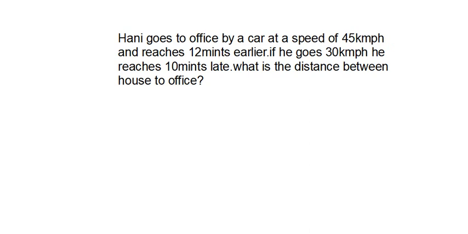Now we shall see the second step. If he goes 30 kilometers per hour, he reaches 10 minutes late. First, when he goes at 45 kilometers per hour, he reached 12 minutes earlier. Later, when he goes at 30 kilometers per hour, what is happening? He reaches 10 minutes late. So what are they asking us to find out? Then what is the distance between the house and the office? So they are asking us about distance. What is the distance between his house and the office?